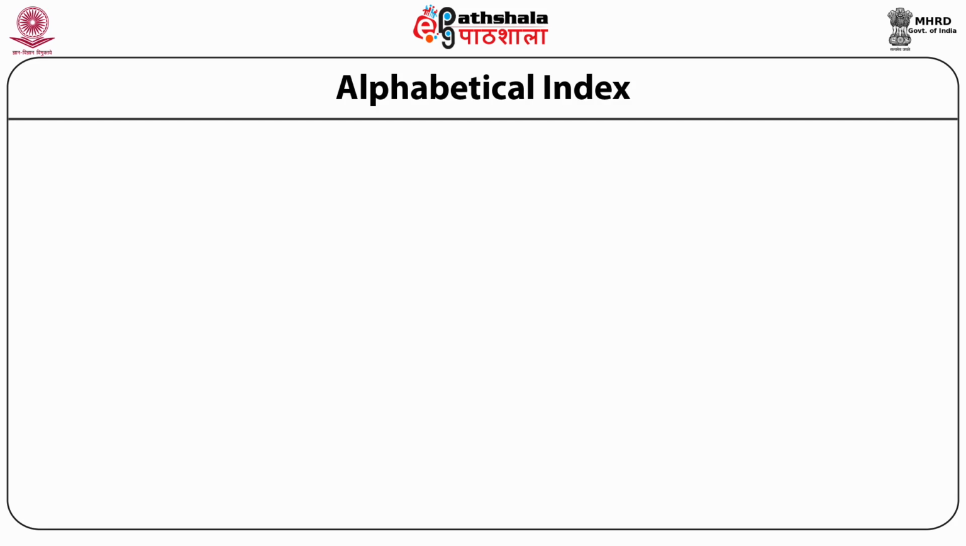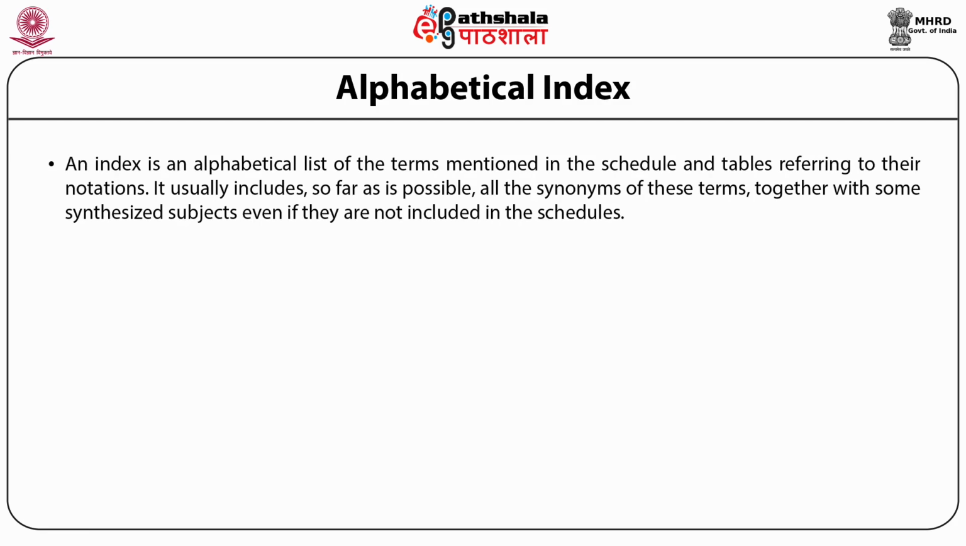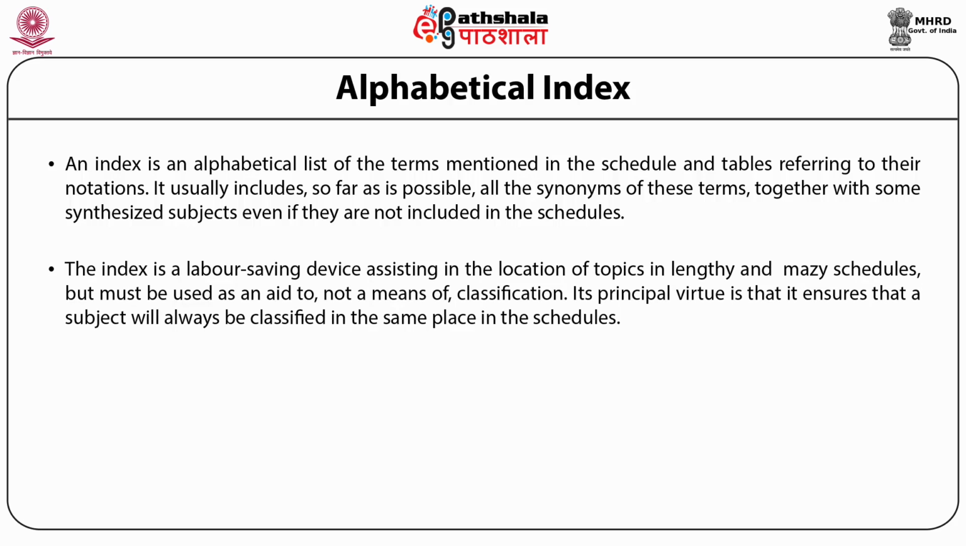Alphabetical index. Apart from the schedules, another important component of a library classification system is the alphabetical index. An index is an alphabetical list of the terms mentioned in the schedules and tables, referring to their notations. It usually includes, so far as possible, all the synonyms of these terms together with the same synthesized subject, even if they are not included in the schedules. The index is a labor-saving device assisting in the location of topics in lengthy and mazy schedules, but must be used as an aid to, not a means of, classification.